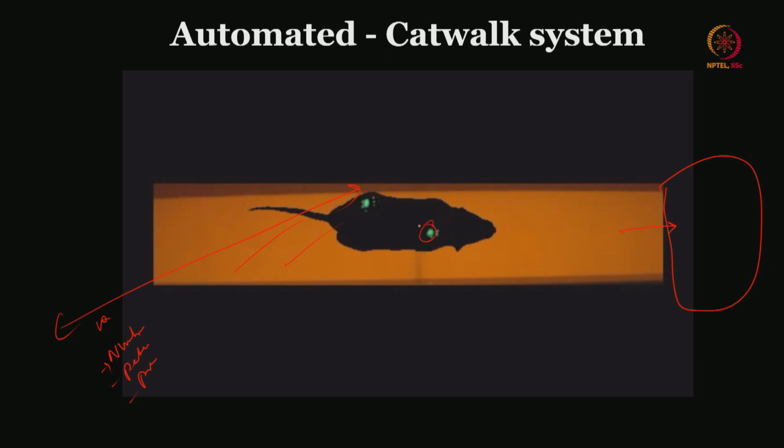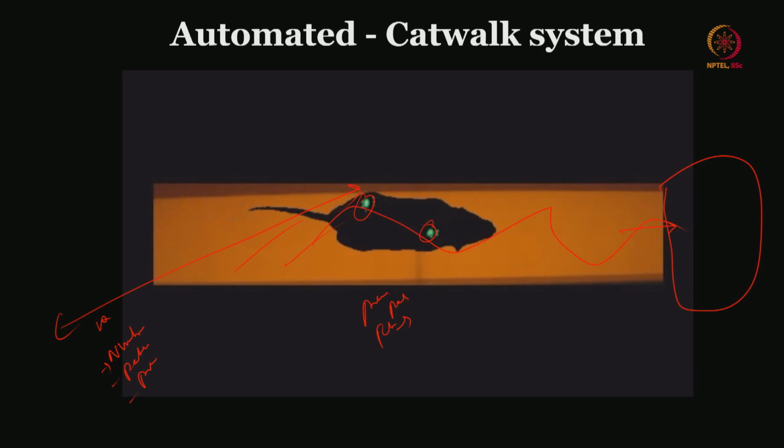You can see these green lights. These are pressure sensitive pads which are fluorescent strips which will tell us how many steps are taken in what time, and then the pattern. It generally takes that pattern to reach that particular target.